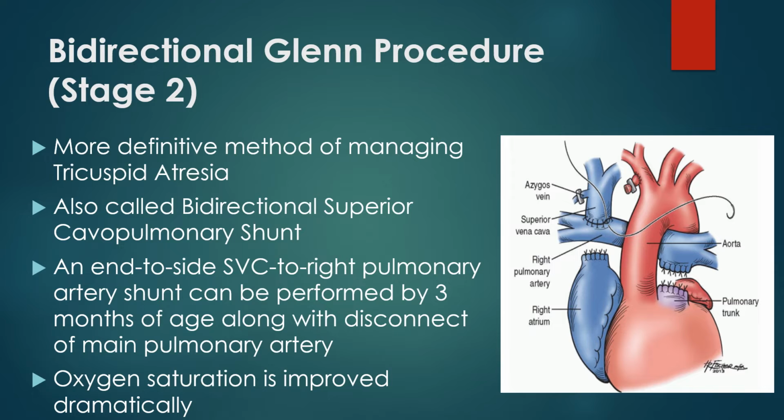The bidirectional superior cavopulmonary shunt, known as the bidirectional Glenn procedure, is stage 2 of this. What you're doing is basically improving, if not getting all of, the flow from the right atrium over into the pulmonary artery or pulmonary vasculature. You're doing an end-to-side SVC to right pulmonary artery shunt. You're clamping off the BT shunt, and you're also clamping off the right atrium so nothing goes into there. Oxygen saturation is usually improved dramatically, and this is done often by 3 months of age. Typically, the other two are done before 3 months of age.